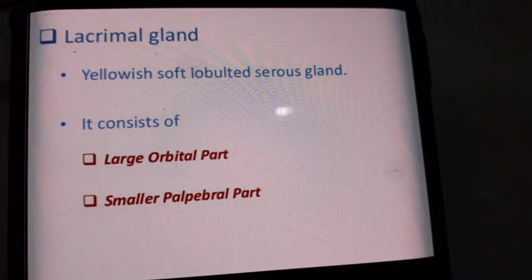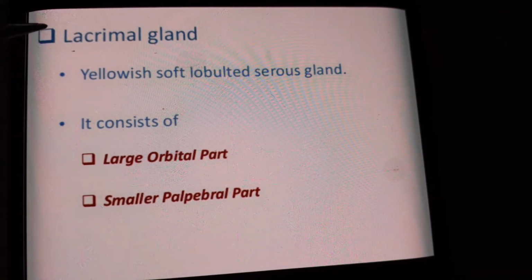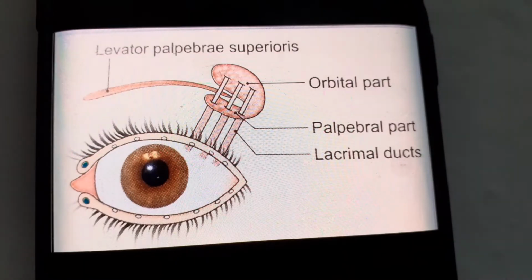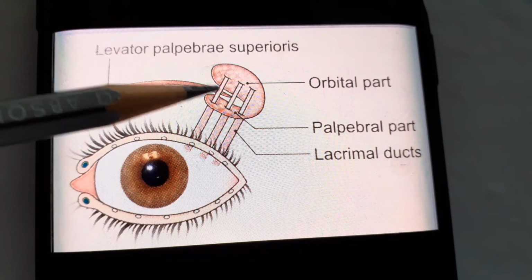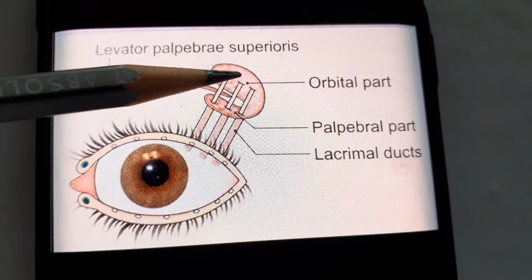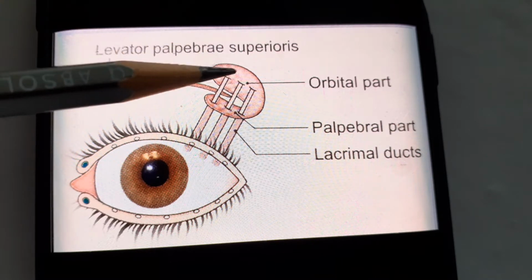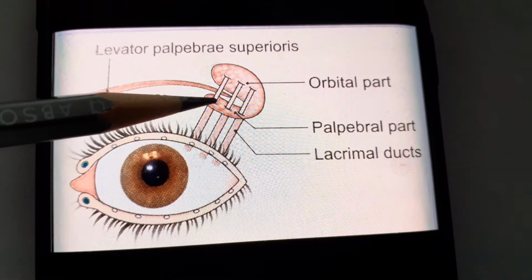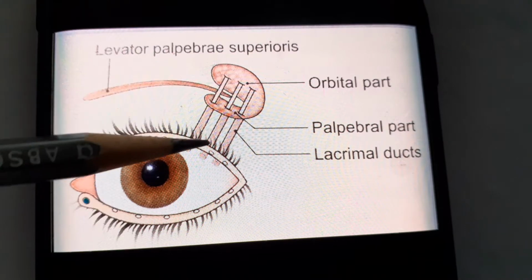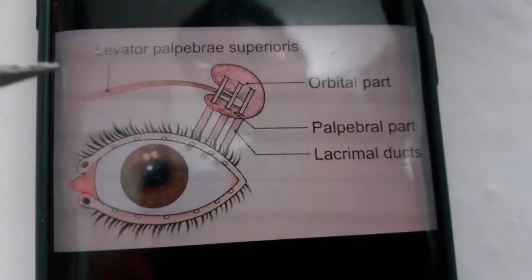So the first component, as we said, is the lacrimal gland. The lacrimal gland is a serous gland. It is a yellowish, soft, lobulated serous gland. It consists of a larger part, the orbital part, and a smaller one, the palpebral part. The larger orbital part is present on the anterolateral part of the roof of the bony orbit in the lacrimal fossa, and the smaller palpebral part is superficial, present within the eyelid. These are pierced by a dozen lacrimal ducts. You can see here. The next.